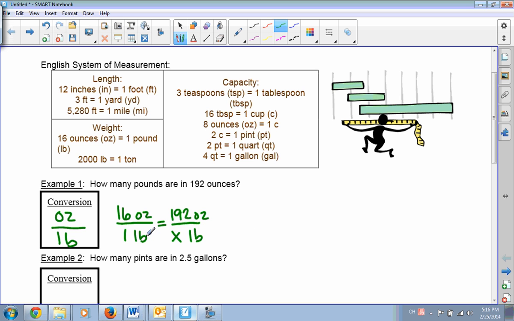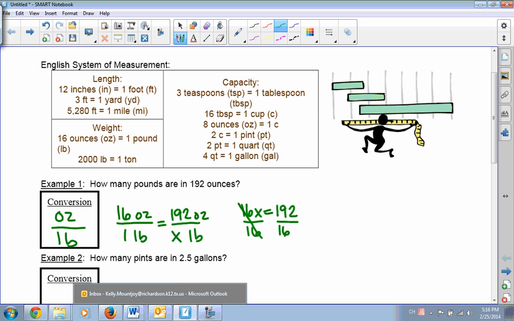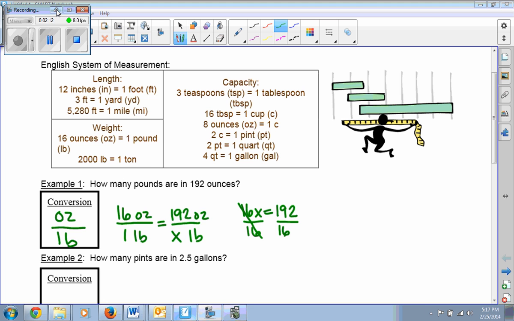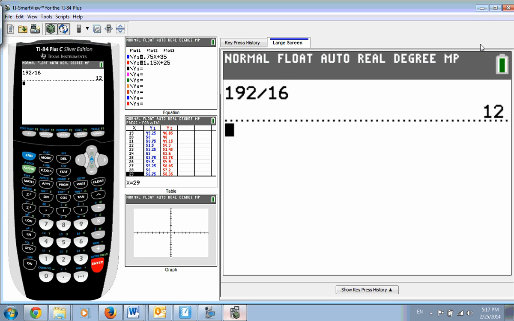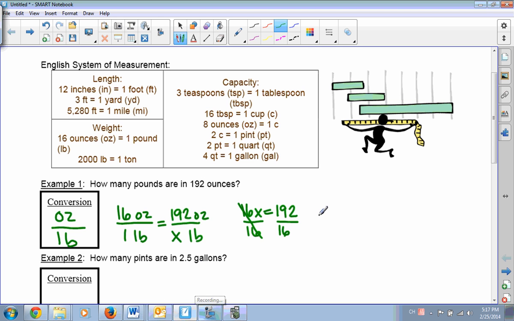Again, it's just simple cross multiplying. We have 16x equals 192. So really here we're just dividing by 16, and you do need your calculators for today. 192 divided by 16 in our calculators is a nice and easy number, 12. So x is 12 pounds. Really there we were just dividing 192 by 16.